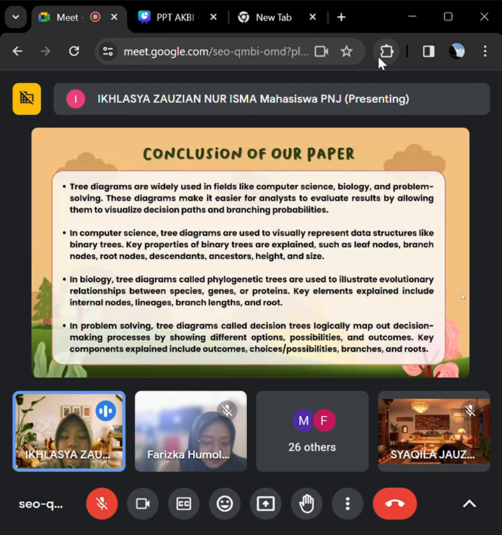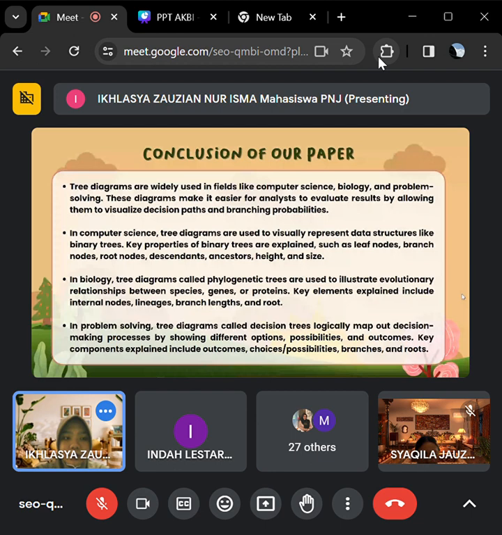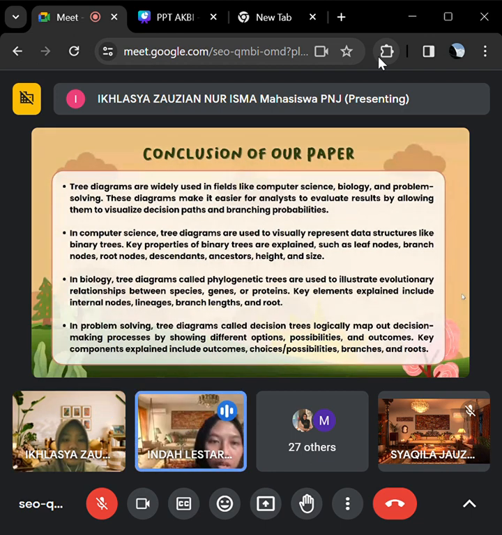First, here's the conclusion of our essay. To my group member, time is yours. Tree diagrams are widely used in fields like computer science, biology, and problem solving. This diagram makes it easier for analysts to evaluate results by allowing them to visualize decision paths and branching probabilities.